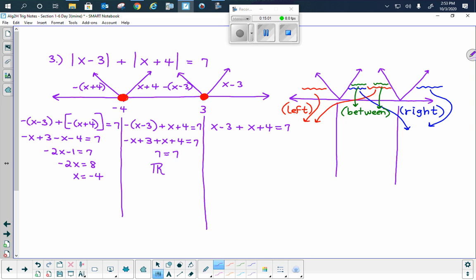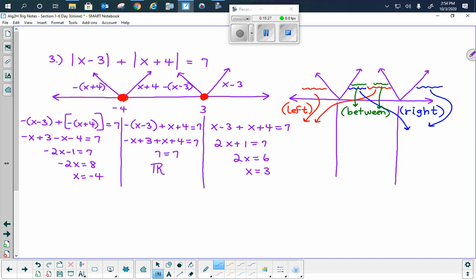Okay. All right, on the right, x plus 1 equals 7. Looks like I will get x equals 3. Okay, perfect. So give us a little more room here. And now we're ready to do some checking.